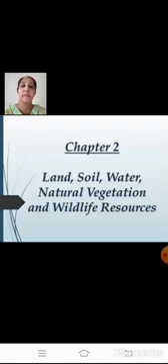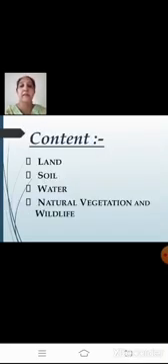Sairam students, let's begin with the class 8 geography. Chapter number 2, that is land, soil, water, natural vegetation and wildlife resources. Today we are doing part 4 of this chapter, and the last part of the content of this chapter is land, soil, water, natural vegetation and wildlife.